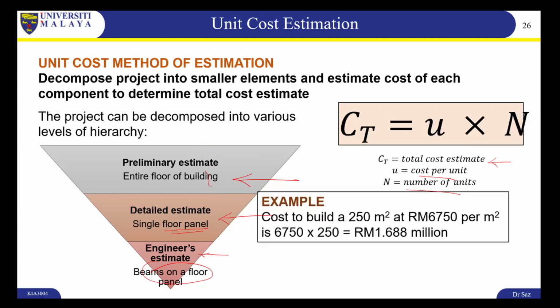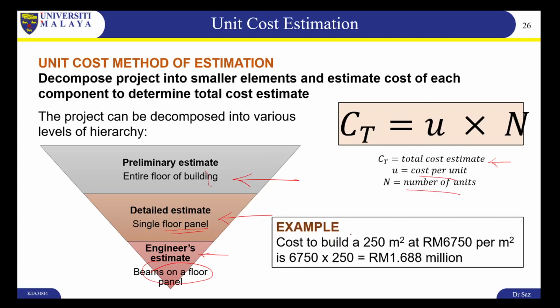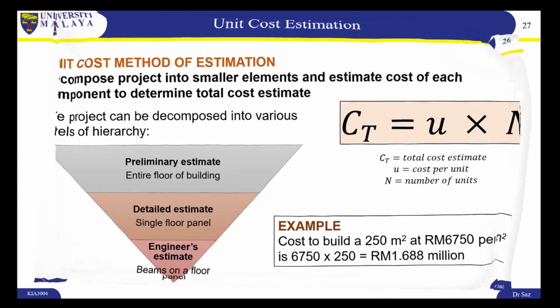Right. We have an example, but it's already been calculated here. So cost to build a 250 meter square. And this is your unit N. And it is 6,750 per meter squared. So this is your U, cost per unit, and you just multiply them together and you'll get your CT cost, unit cost.